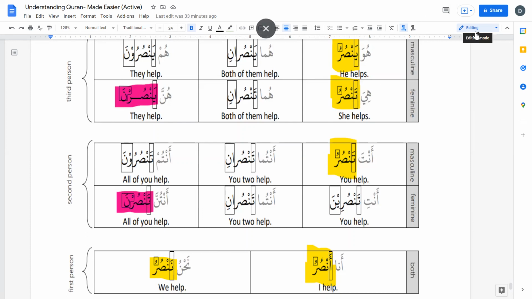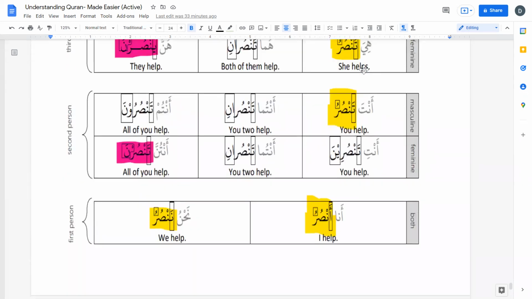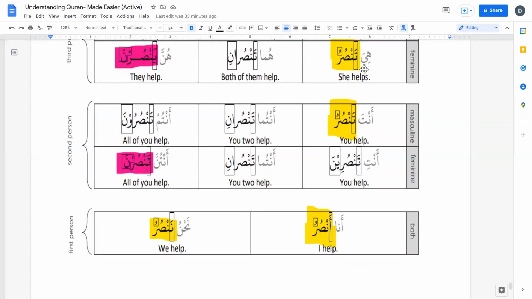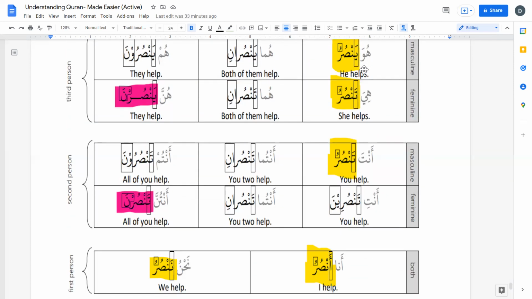In fi'l mudare, both the beginning and the ending correspond to the fa'il, or the doer of the fi'l. So this is the Nasara chart, and I think every student of Arabic grammar should learn it by heart. So I'm going to repeat it again so that you learn it well and try to memorize.